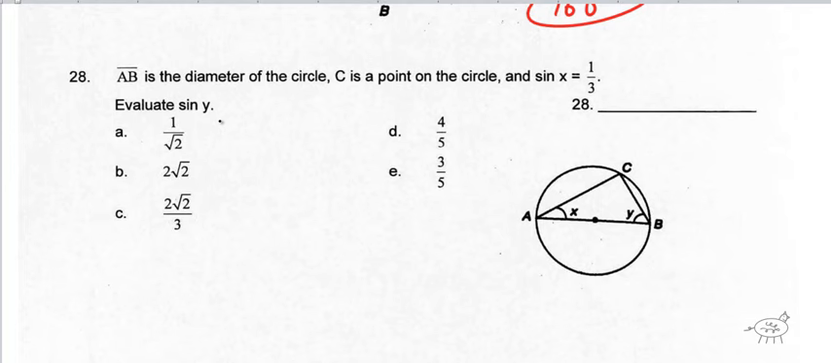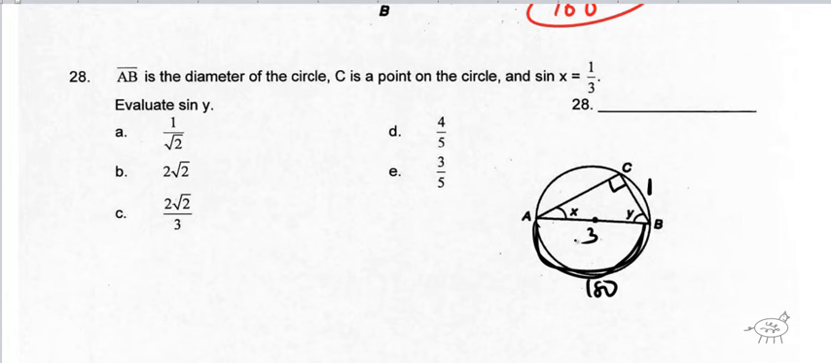28. AB is the diameter of circle C, and sine of x is 1/3. Evaluate sine of y. Okay, so remember, these are all ratios. That's all it is. So let's kind of mark things out here. If sine of x is 1/3, and definitely this is a right triangle, and you're saying, well, how do you know this is a right triangle? That's a diameter. It's an inscribed angle. So if that's a diameter and this is 180 degrees, that angle is half of that, which is 90 degrees. Okay? So anyway, sine of x is 1/3, so it's 1/3.